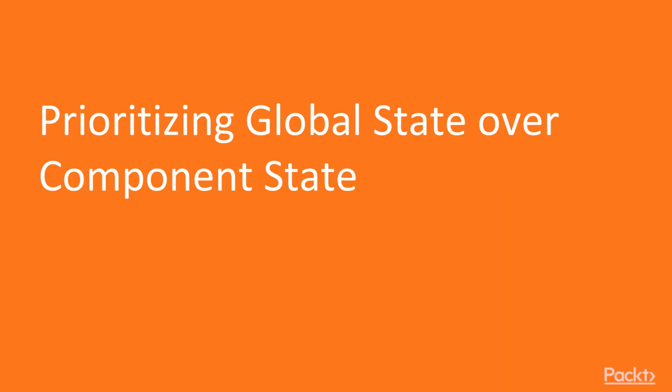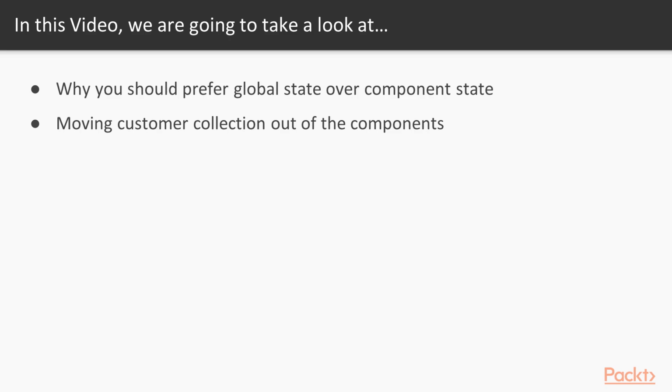In this video, we're going to look at prioritizing global state over component state. We're going to look at why you should prefer global state over component state, basically every time. Also, we're going to move our custom collection out of the components and into a global place. So first of all, let's look at the issue we have here.